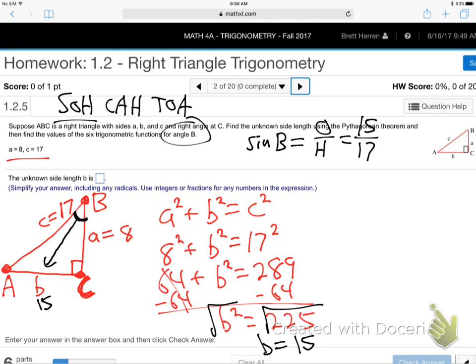Is that good so far? Does that make sense? And then we need the cosine and the tangent. See if you can get those. I'll give you a minute. And then just flip them for the other 3 trig functions, the reciprocal functions.